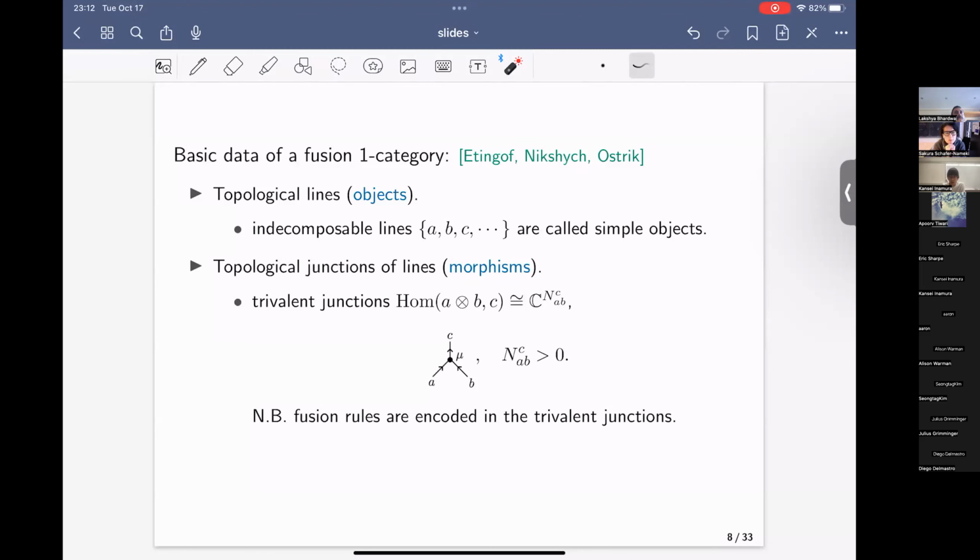And here I want to emphasize that the fusion rules of topological lines are completely encoded in the trivalent junctions. This is because fusion rules can be completely characterized by the fusion coefficient, but this fusion coefficient is just the number of independent trivalent junctions. So if we count the number of independent trivalent junctions, then we can reconstruct the fusion rules. So in this sense, the fusion rules are encoded in the trivalent junctions.